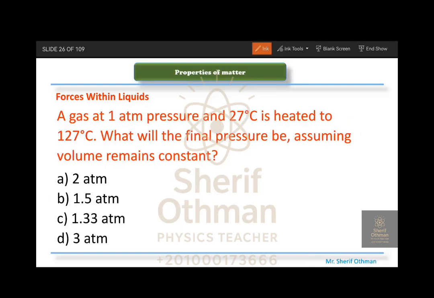A gas at 1 atmospheric pressure and 27 degrees Celsius is heated to 127 degrees. What will the final pressure be, assuming the volume of the gas remains constant? In this problem, guys, the temperature is provided in Celsius. So let's solve it, firstly, with a wrong method, then find the answer, comparing it with the true one.